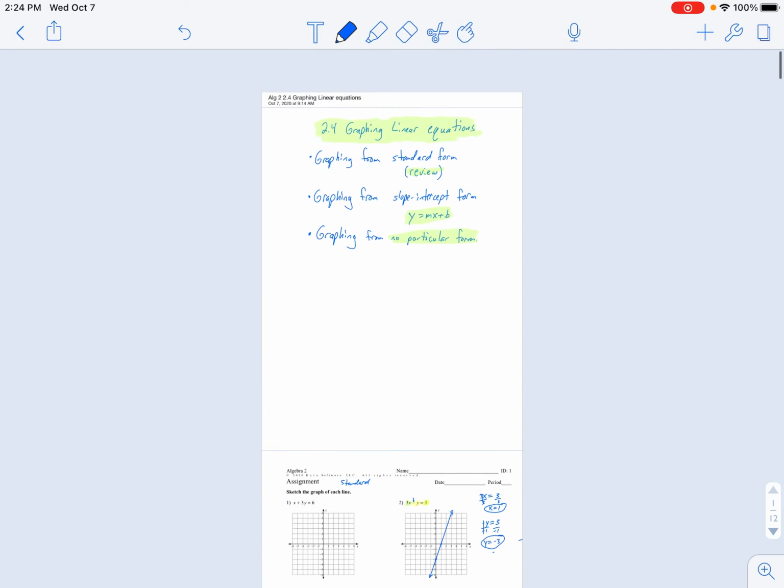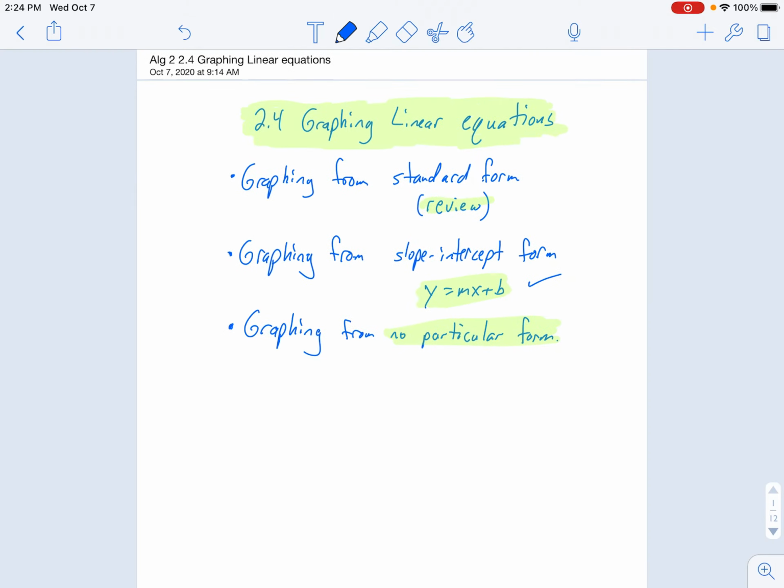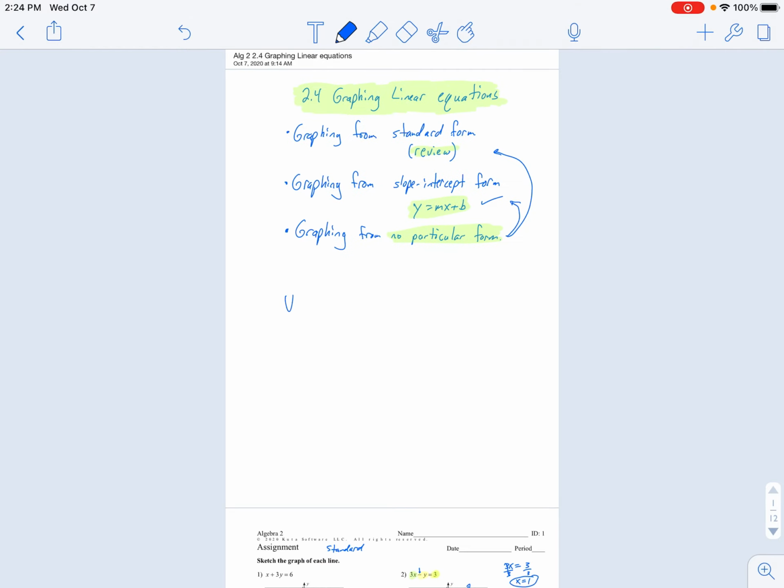So there you have it. Graphing. The intercepts method, which we already covered. Y equals mx plus b, which is technically new for us, but you should have learned it in Algebra 1 when you took it. And then graphing in no particular form, basically you turn this problem into one of those two forms. And don't forget vertical and horizontal. Vertical is when you have x equals some number. Horizontal is when you have y equals some number.